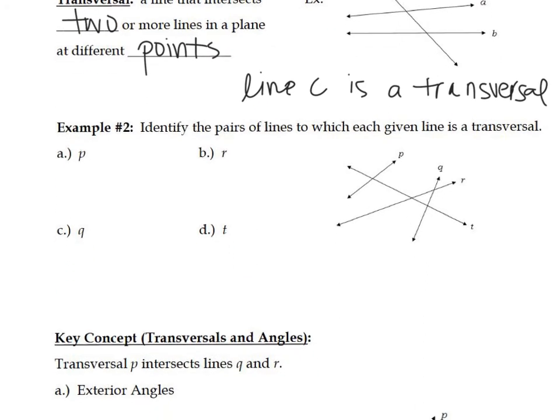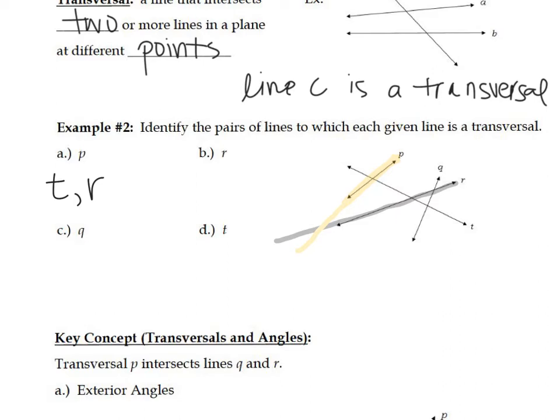So let's go ahead and look at an example where, given a transversal, I want to identify the pair of lines that it intersects. So first, we're going to look at line P. We want to figure out the two lines that it intersects. One of them is pretty obvious since it's going through line T. So we have line T originally. But our second line isn't quite as obvious. But if I were to extend my line R and then extend my line P, it would also intersect. So my second line is R.